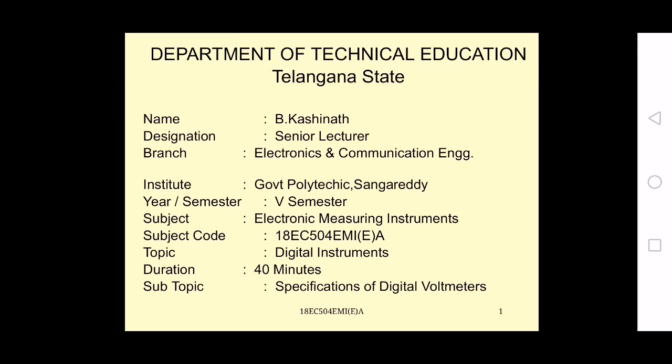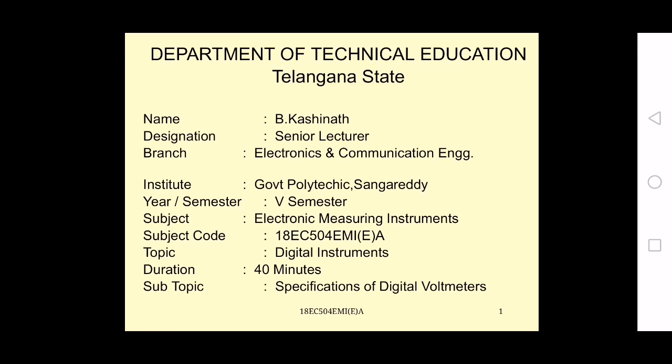So myself again, B. Kashinath, working in Government Polytechnic Sangareddy as a senior lecturer in Electronics and Communication Engineering, and the subject is Electronic Measuring Instruments, and it is elective. It is in third year, fifth semester. Subject code is 18EC504EMI. E stands for elective and first elective, so it is A.